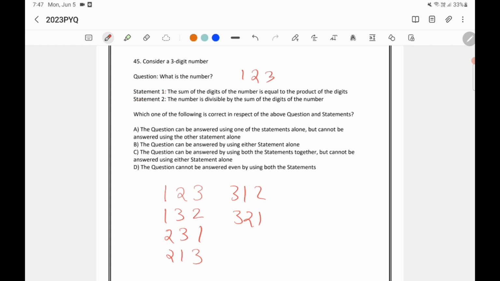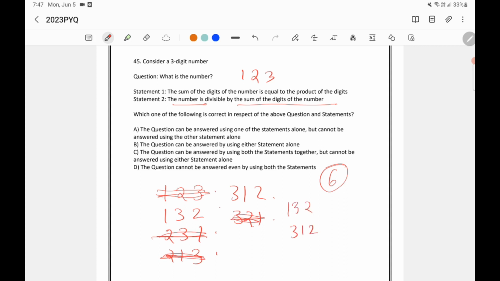Now let's read statement 2. The number is divisible by the sum of the digits. So here in all these cases, sum of the digits is 6 because 1 plus 2 plus 3 is 6. So we have to check which of these numbers are divisible by 6. So any number which is divisible by 6 will be an even number. So I can eliminate all the odd numbers here. So I can eliminate this number, this number, this number and this number. So only balance is 132 and 312.